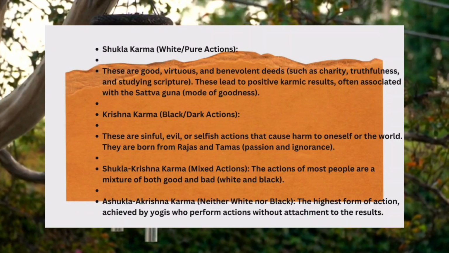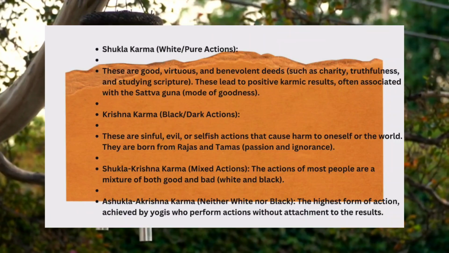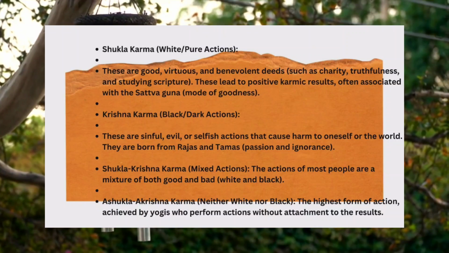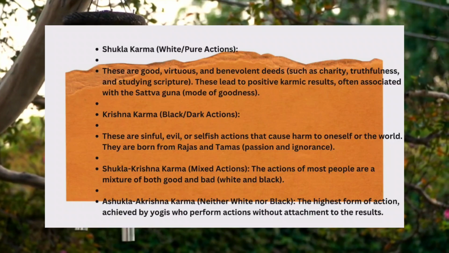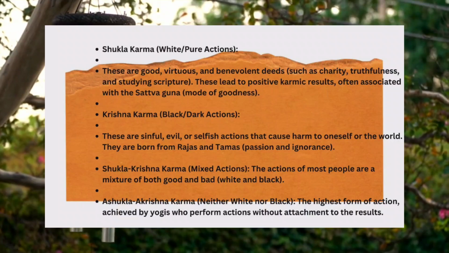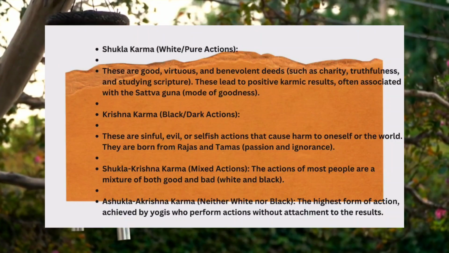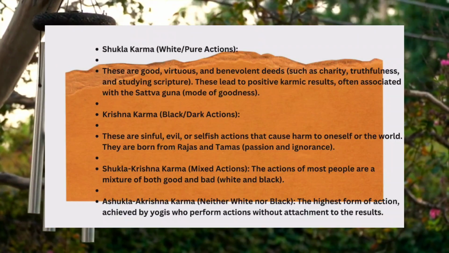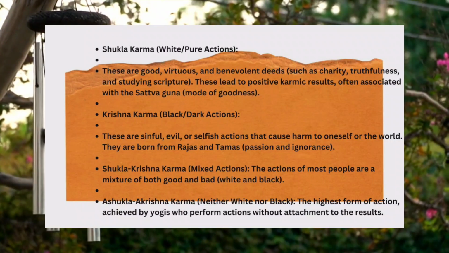Shukla karma, white, virtuous action. These are auspicious and righteous actions, predominantly driven by the mode of sattva, purity. They lead to higher births and pleasure, but still bind the soul to the cycle of birth and death. Krishna karma, black or evil action. These are sinful, harmful, and dark actions driven by the influence of rajas, passion, and tamas, ignorance. They lead to lower birth and suffering.